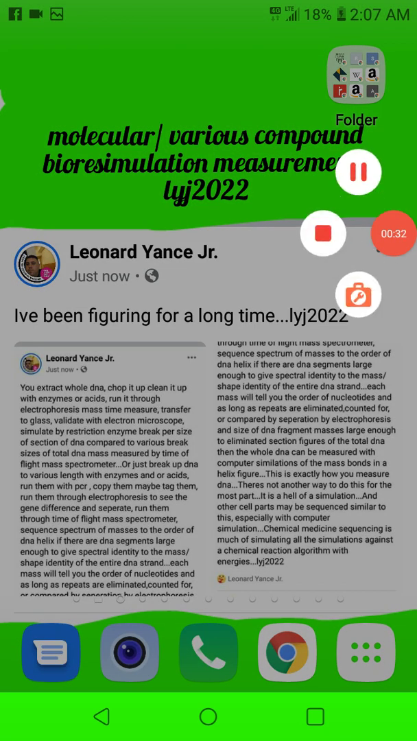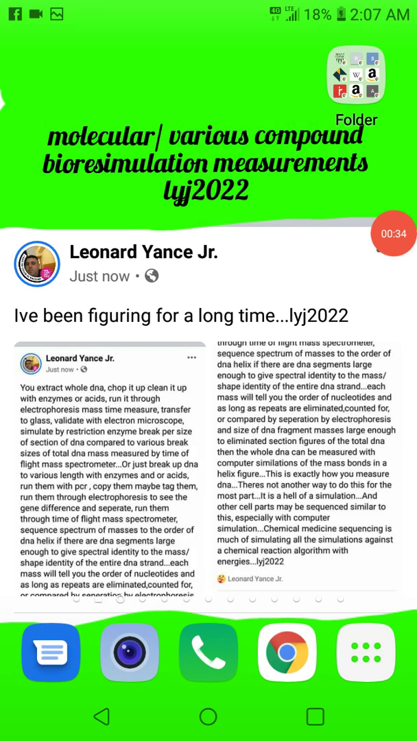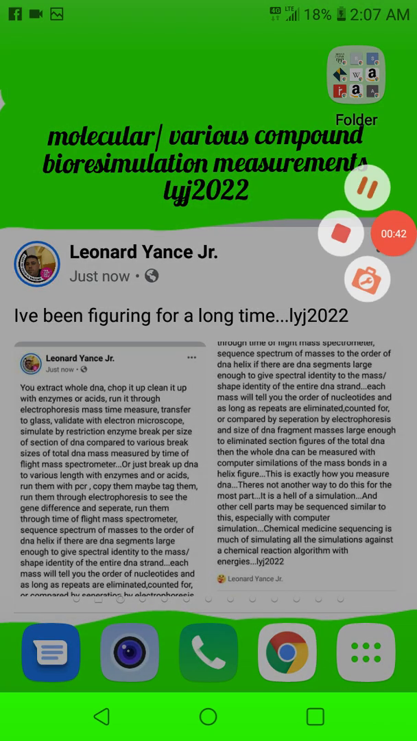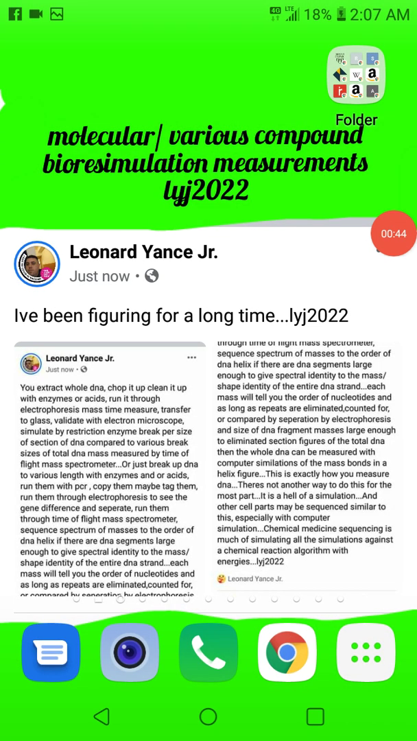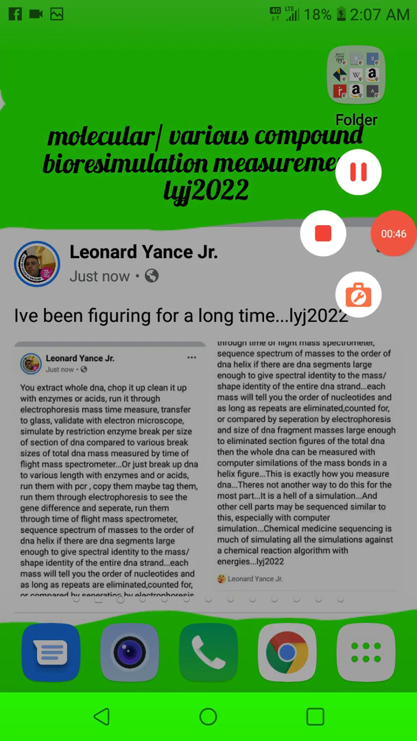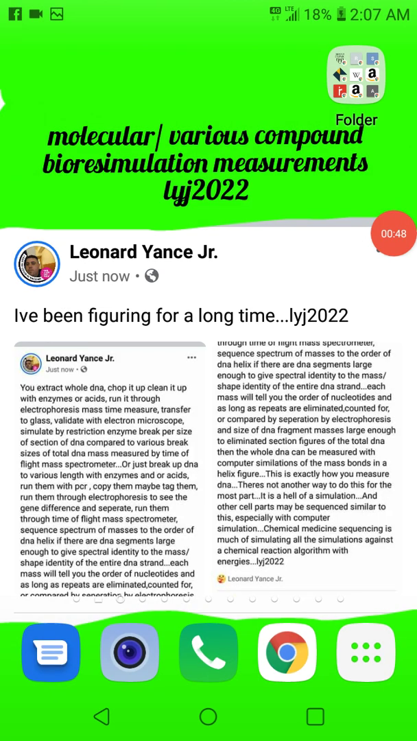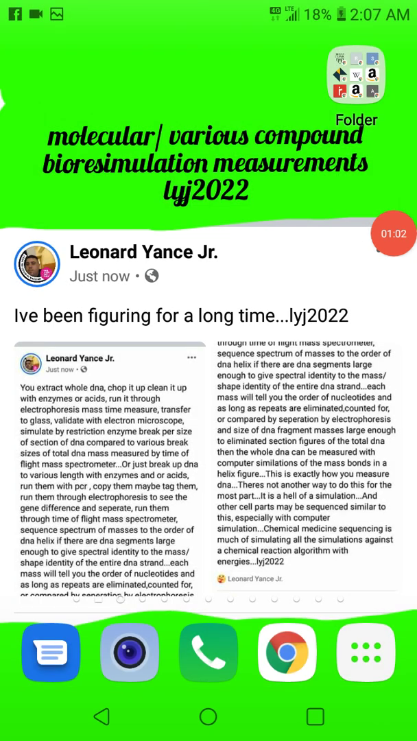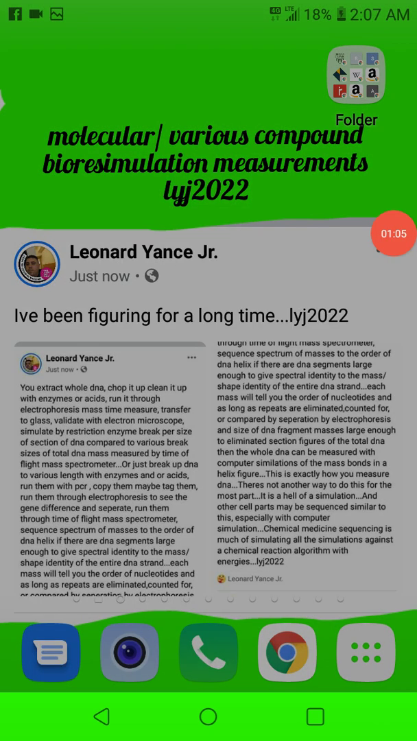So I understand quantum physics a little bit. I'm pretty decent at it. It's nothing but mathematics if you really want to show what the potentials are. That makes it most complicated. But I've been figuring for a long time. My name's Leonard Dance Jr.